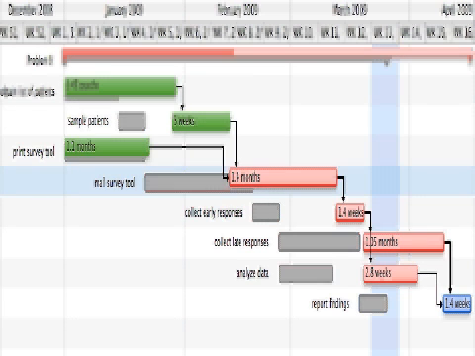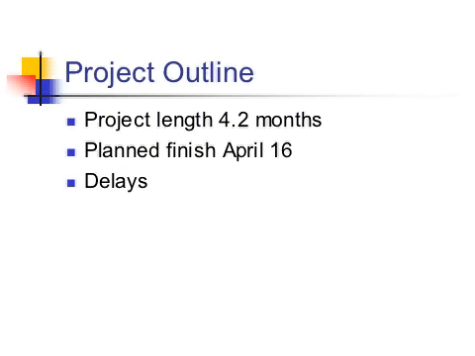This slide shows the Gantt chart for problem 9. The green represents the actual time the task took, and the gray represents the planned time of the task. By using the software Merlin, we were able to identify the total project length of 4.2 months and the planned finish on April 16th. We do not have an actual finish because the tasks have not all been completed.